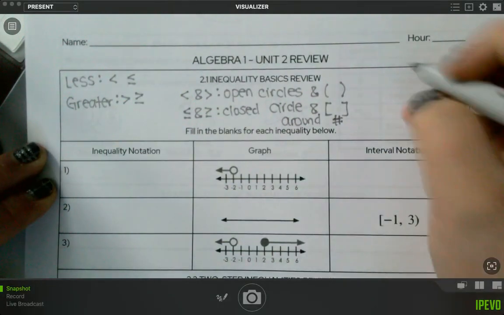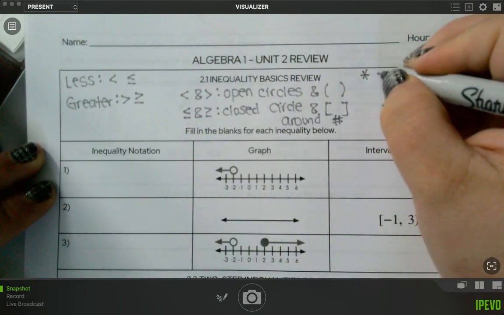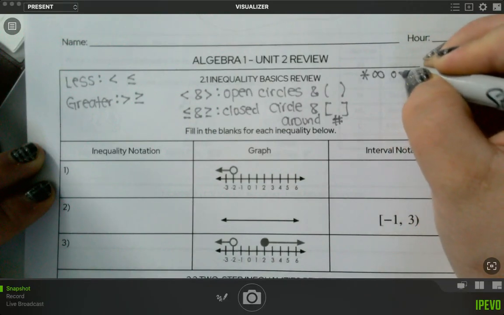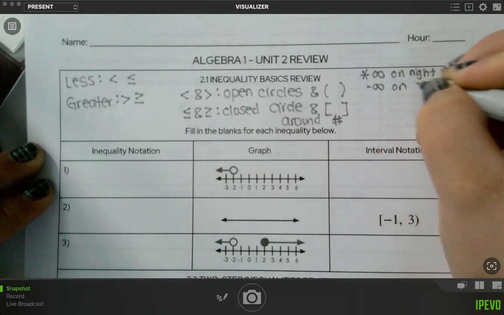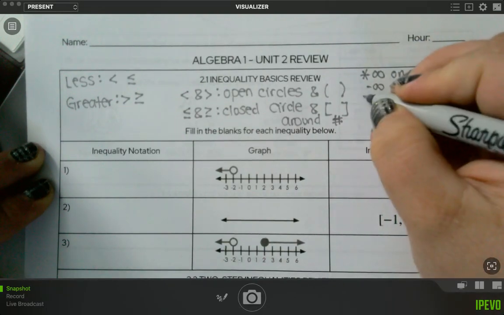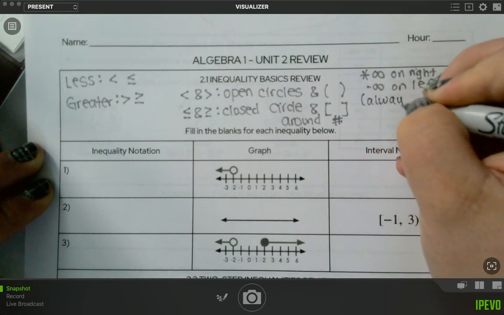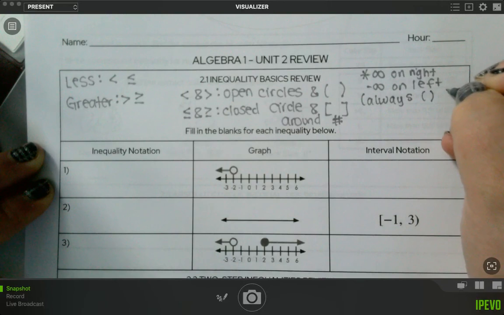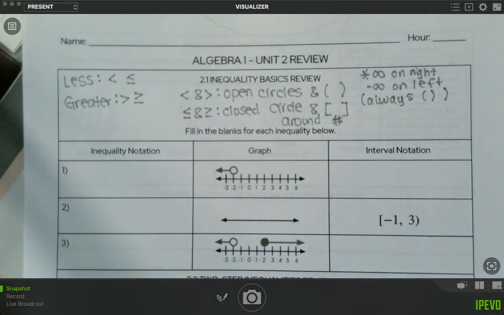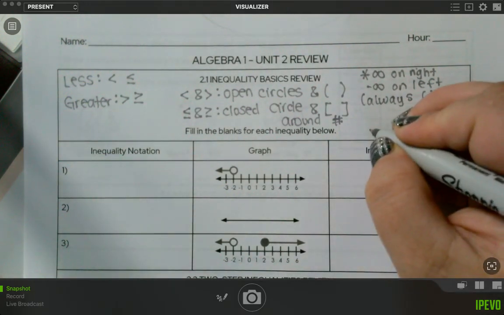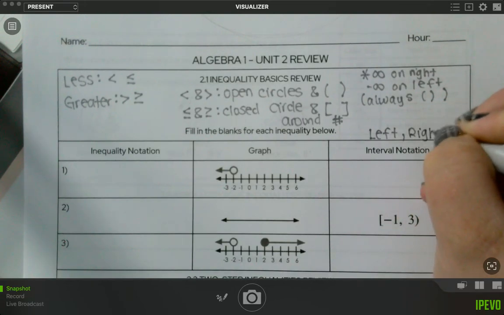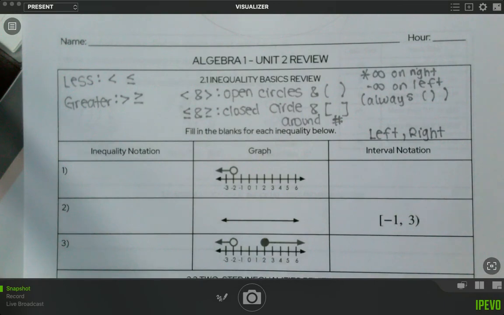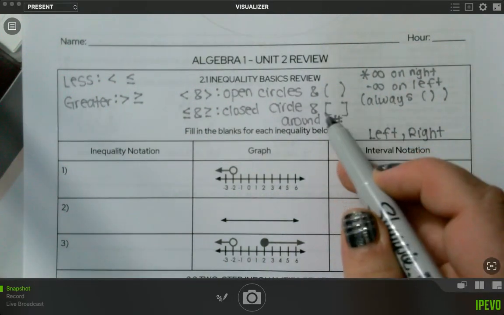Okay, which leads me to my next point that I'm going to put up here in the corner. Infinity on the right and negative infinity on the left, just to help you remember which one is which. Always parentheses. Sorry, that ended up being like a double parentheses. Okay, and then interval notation is going to go left side, comma, right side. And then you're going to put either parentheses or brackets. So this one's parentheses, this one's brackets.